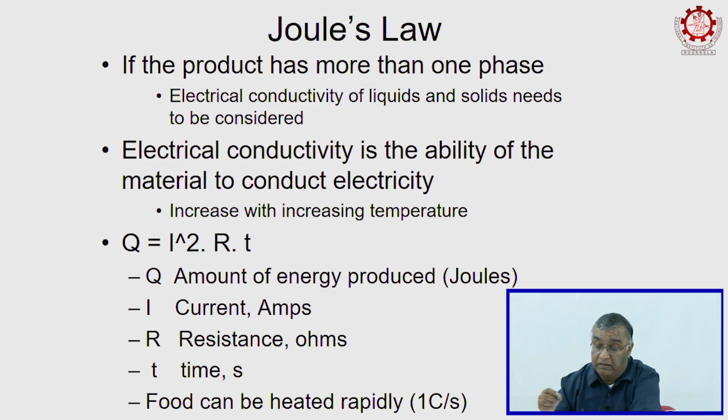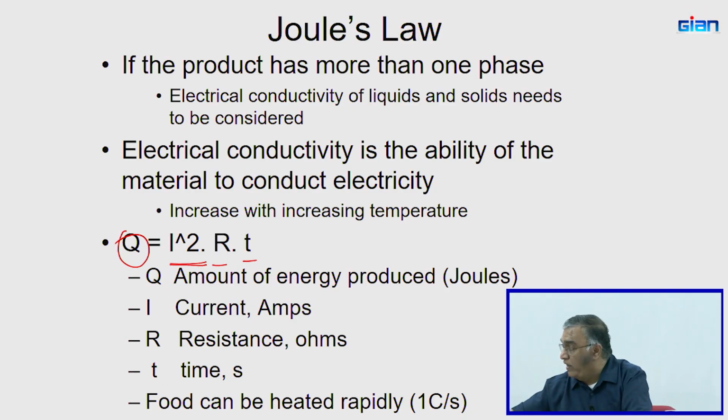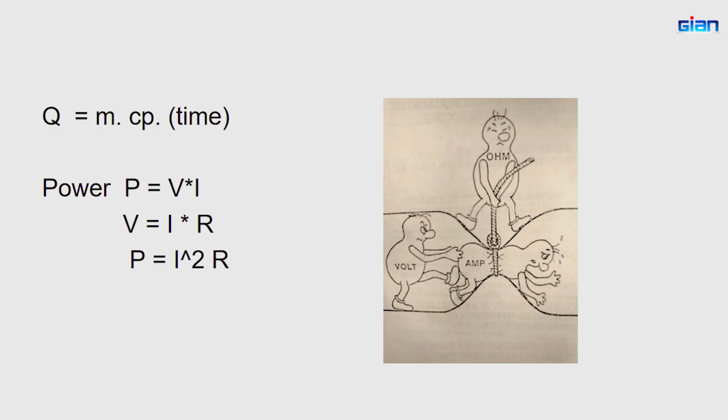The heat generated within the product is given by Q = I squared R t. Q is the energy produced in the product, I is the current passing through your product, R is the resistance of your product, and t is the processing time. So you can rapidly heat the product; for example, you can increase the temperature by 1 degree Celsius per second and so on. It is quite rapid.